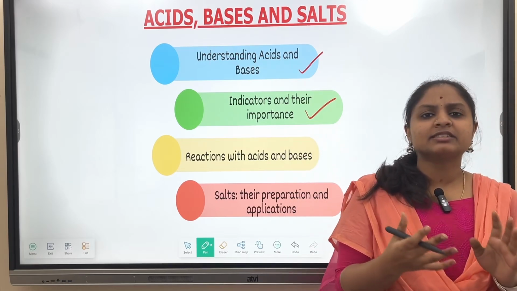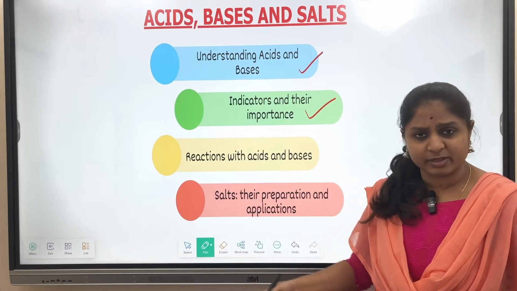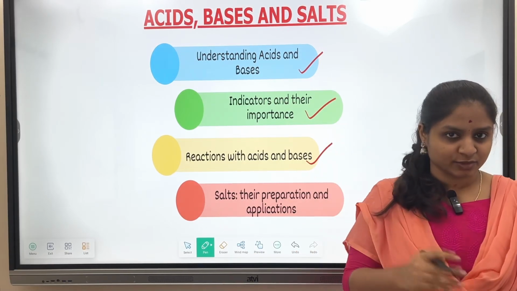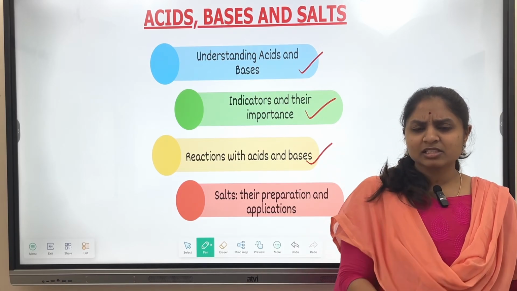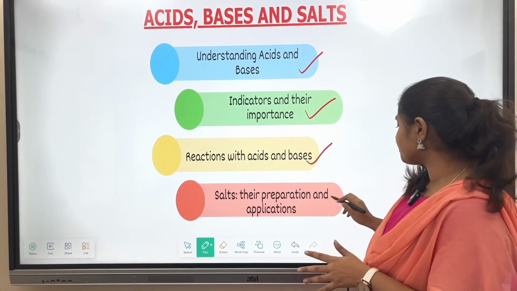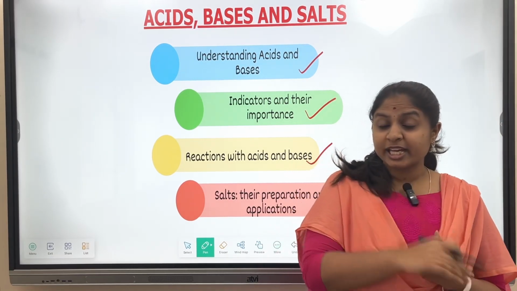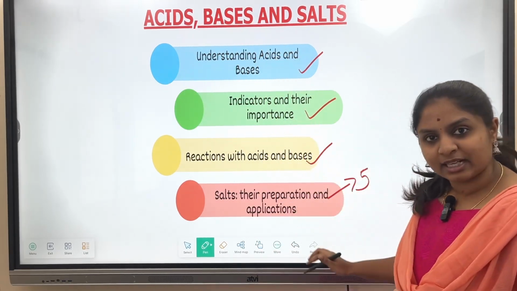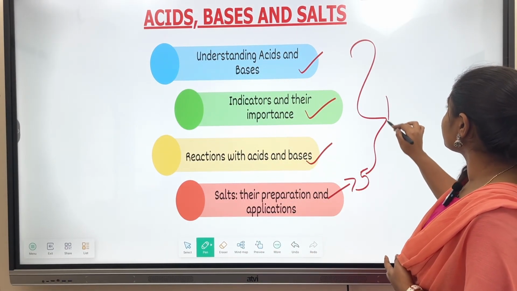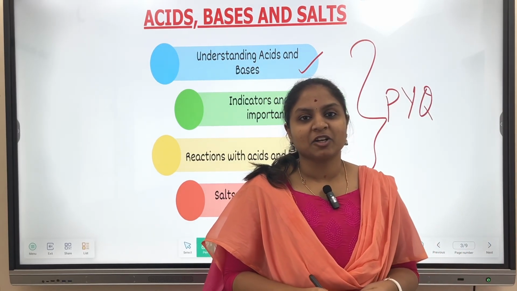Then after that, these acids and bases are going to react with different metals, non-metals. So we will see some reactions of acids and bases. And finally, we will see some salts. There are 5 major salts that we will be covering, how they are prepared, what are their major applications. With all these understanding, we will solve some previous year question papers from acid, bases and salts.